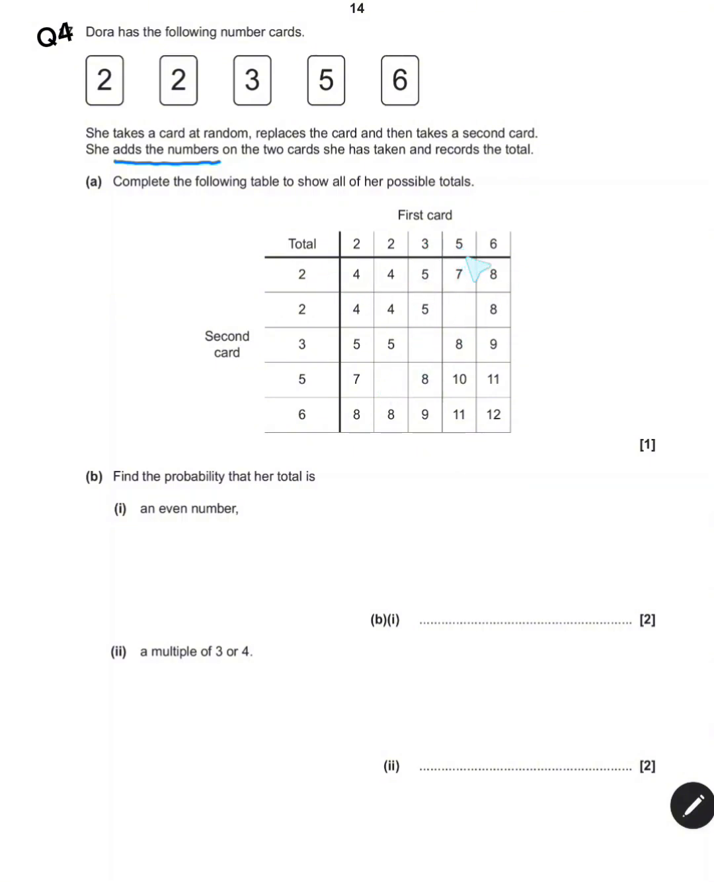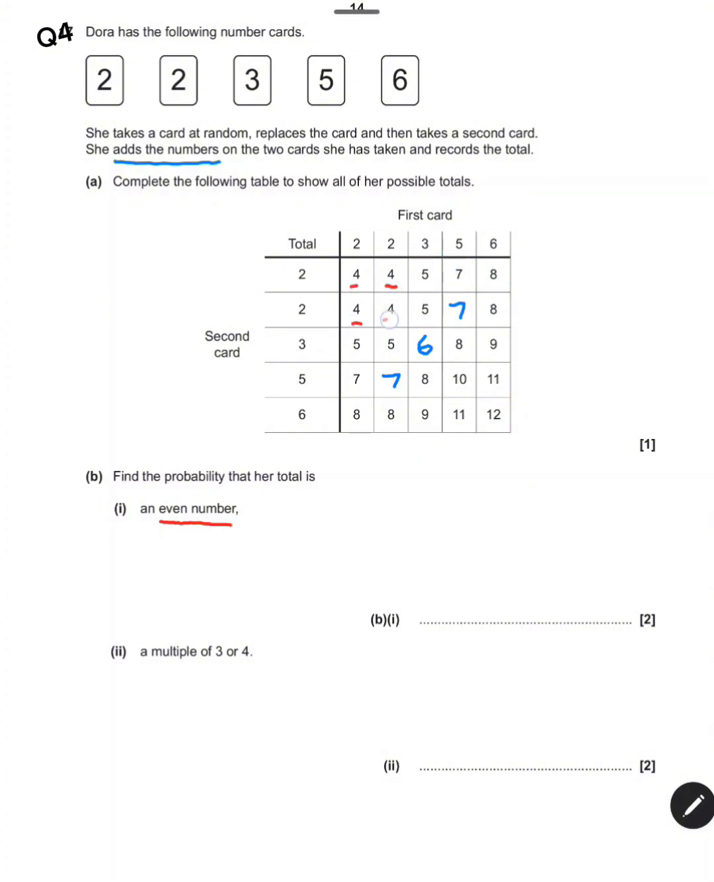So I'm going to do 5 added to 2, which is 7. 3 added to 3 is 6. And 2 added to 5, that is also 7. Part B, we're looking for the probability of an even number. So I need to find all the even numbers in this table.